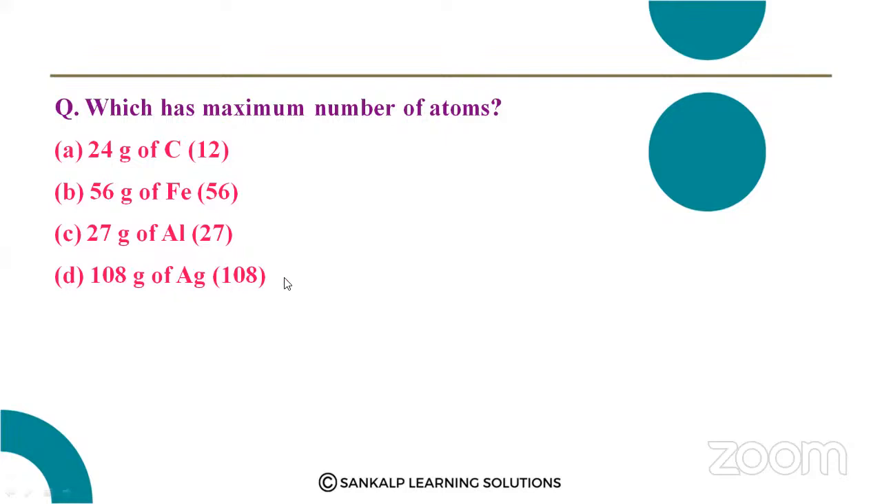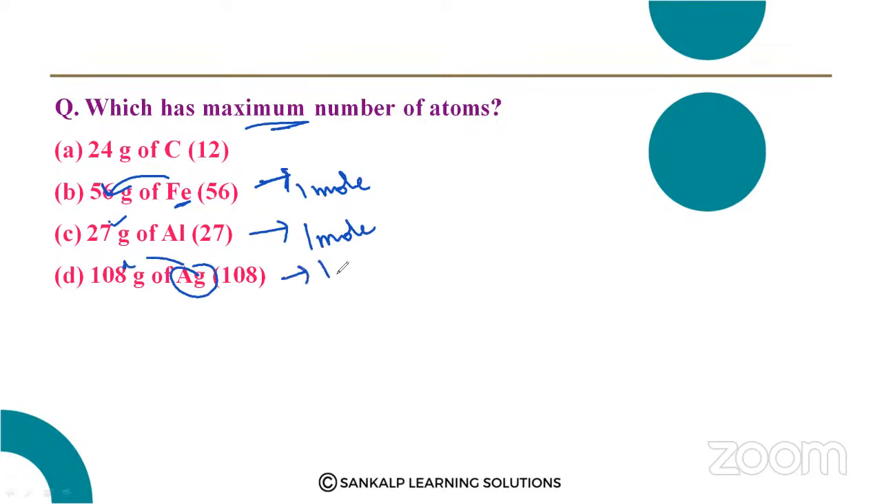Here you can see iron, the atomic mass of iron is 56. So this is 1 mole. What is the question? Which has the maximum number of atoms? So this is equal to 1 mole, and 1 mole is nothing but 6.023 into 10 raised to 23 atoms. Now aluminum, its atomic weight is 27, so this is also 1 mole. Then Ag is 108, so this is also 1 mole.